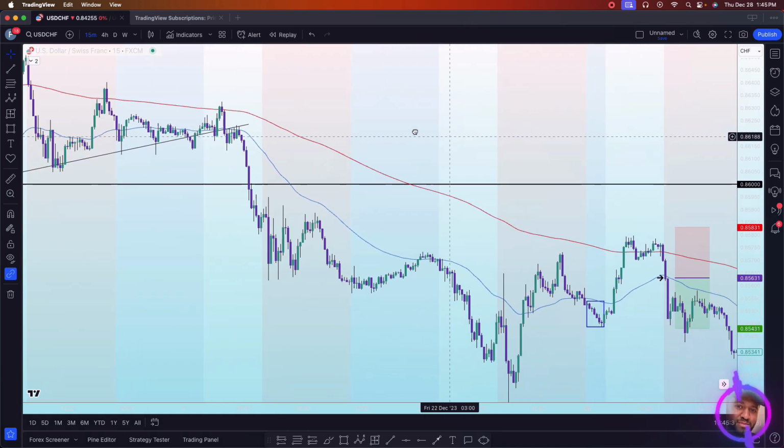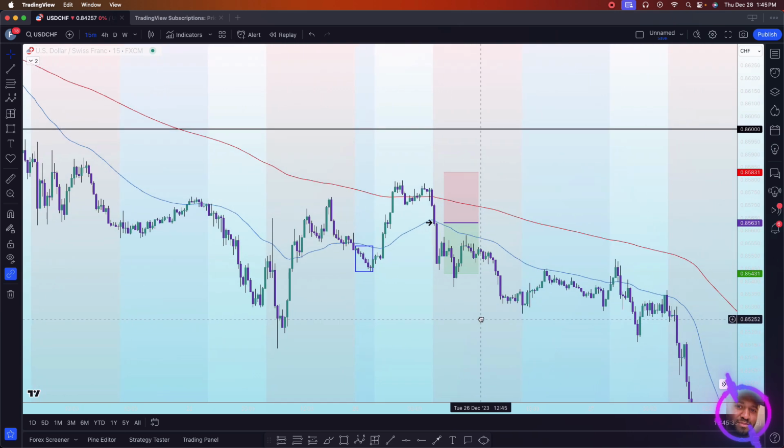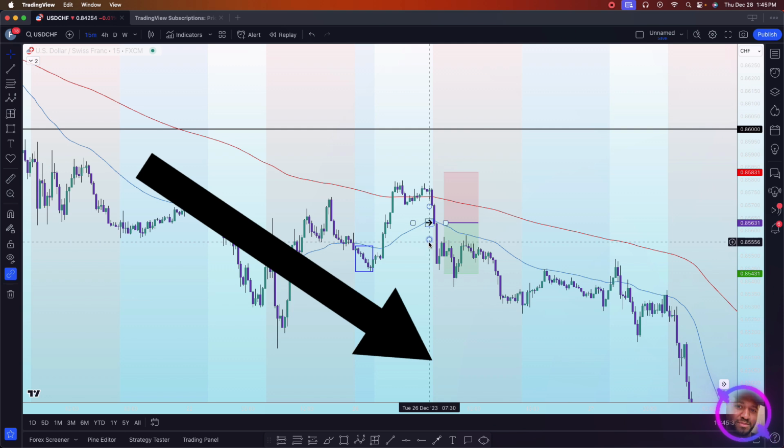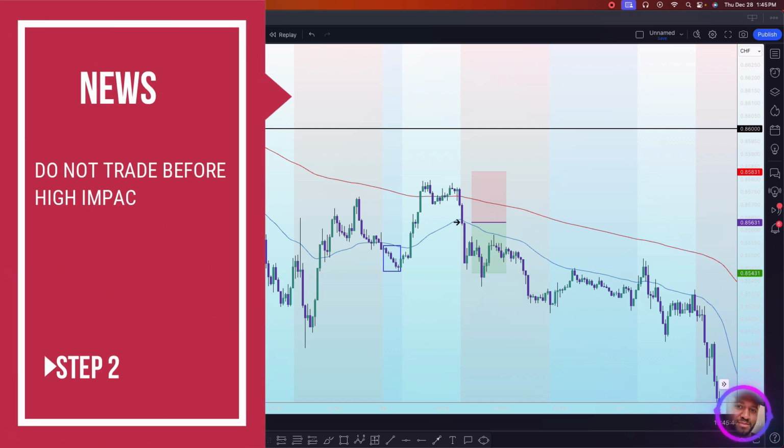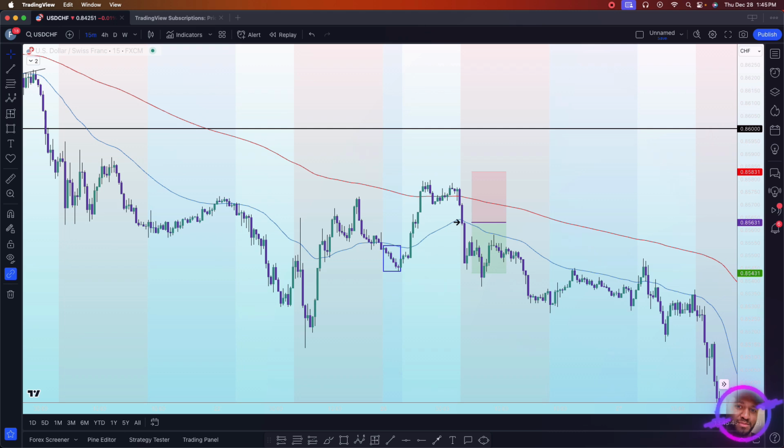But like I said, the first step was to make sure we're trading with the trend. We're in a downtrend, so we're going to look for a trade going short. The next step was trading around the news. We do not trade before high impact news. It can make our trade more volatile, can go against us.